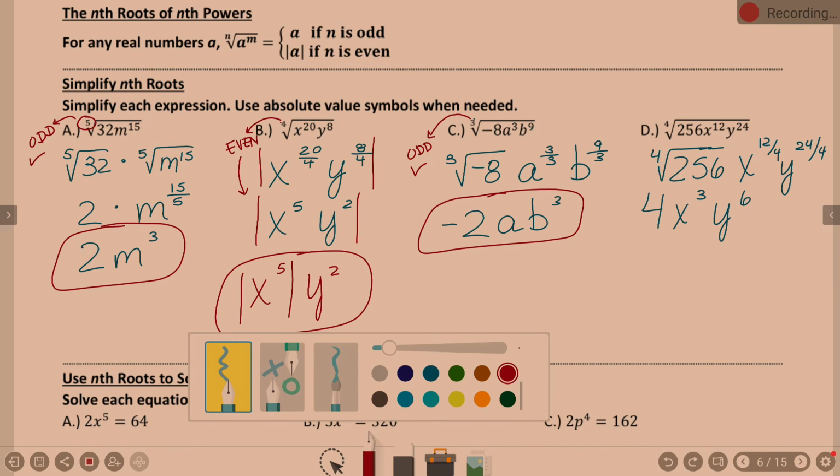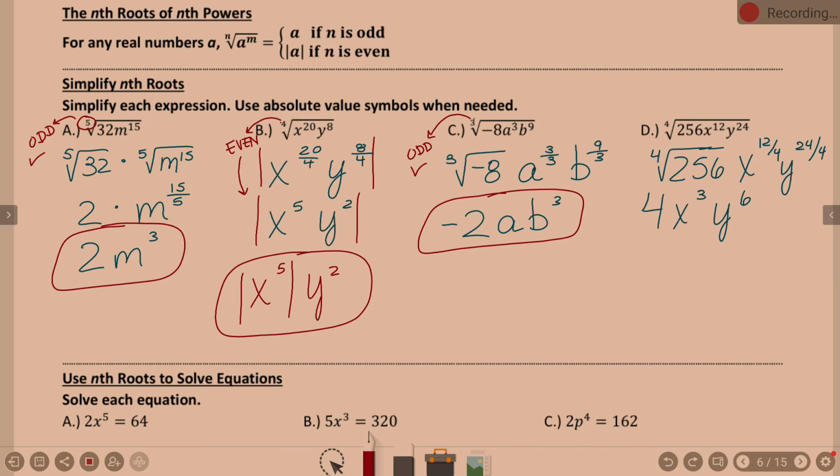Absolute value. Do I need to consider it? Yes. This is an even root. So even root says, hey, maybe they're not going to stick, but throw some absolute value on there. Okay. Do I need absolute value to make 4 positive? No, 4 is already positive. Okay. Do I need absolute value to ensure that x to the third is positive?